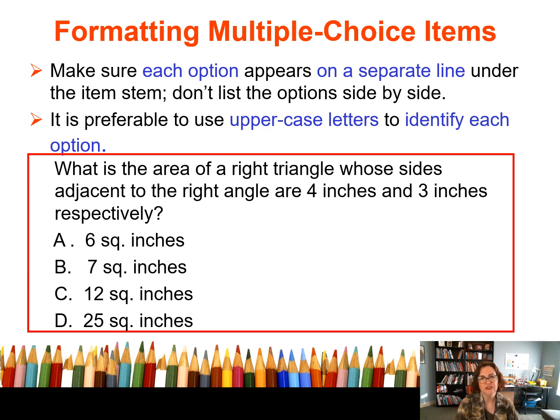When you're formatting multiple choice questions, you want to make sure that each option appears on a separate line under each item. Do not list the options side by side. They may not read through the whole list, or they might think that 2 items are actually 1. It's preferable to use uppercase letters to identify each option.